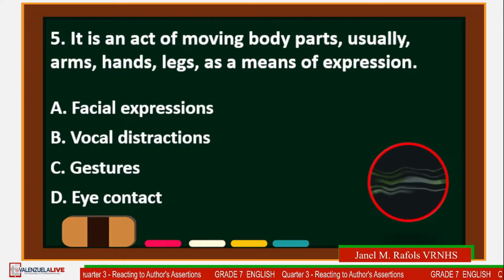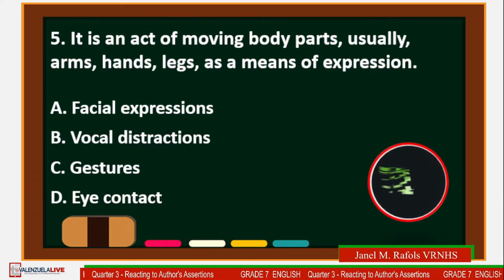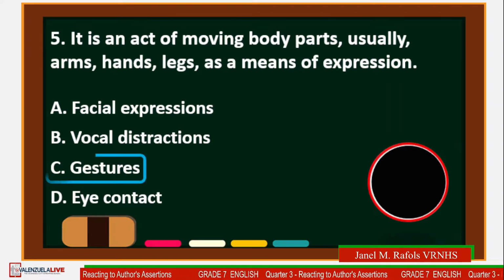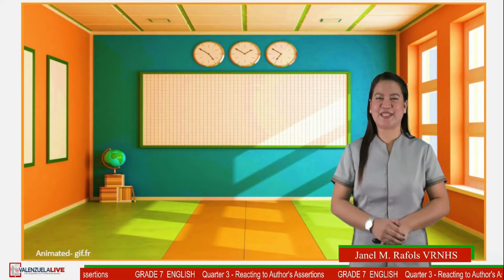Number 5. It is an act of moving body parts, usually arms, hands, legs, as a means of expression. A. Facial expressions. B. Vocal distractions. C. Gestures. Or D. Eye contact. Good thinking. It's C. Gestures. How many correct answers did you get?